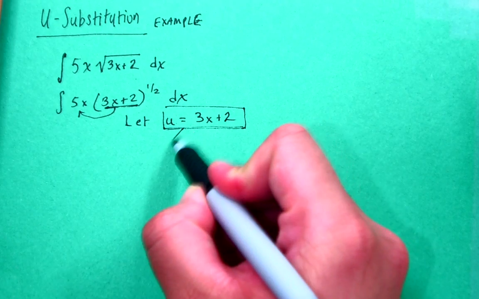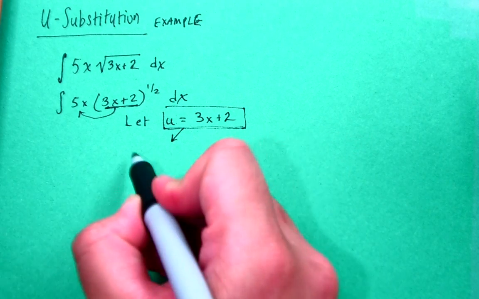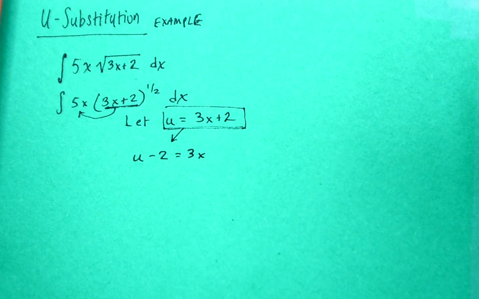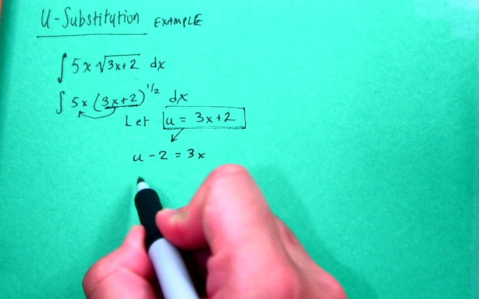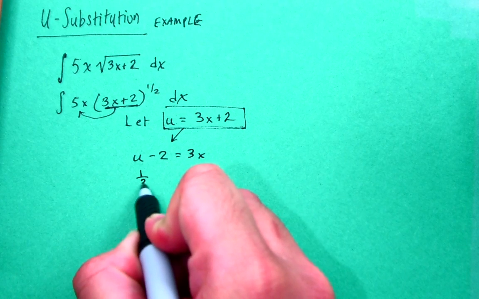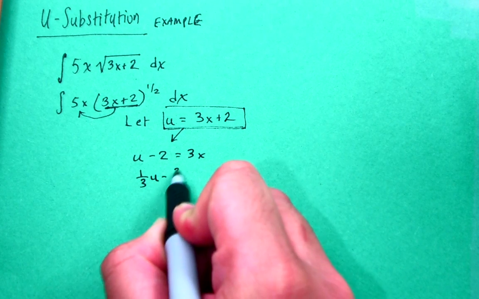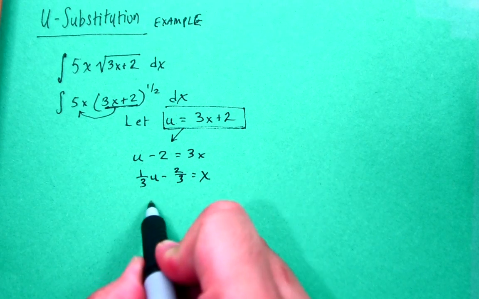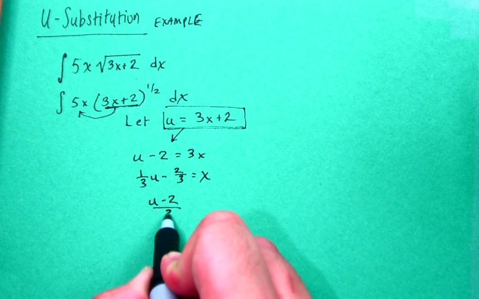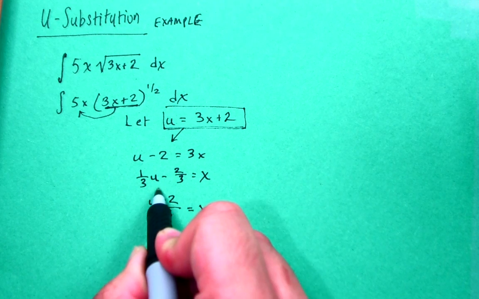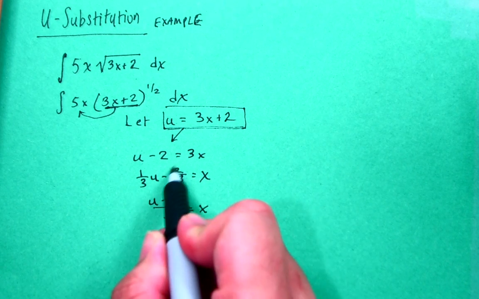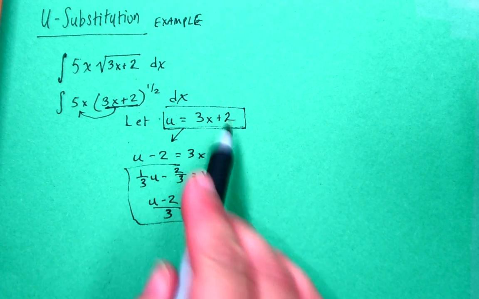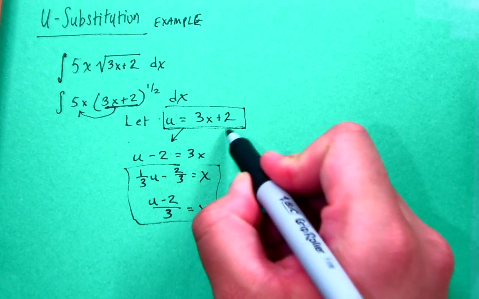So this implies, right, this is the same thing as saying that U minus 2 is equal to 3x, just solving for x essentially. Moreover, what that means is that 1/3 U minus 2/3 is equal to x. If you're not comfortable with that, then perhaps you might say (U minus 2)/3 is equal to x. These things are equivalent. So what that means is I have a way to interchange U for x and likewise x for U. So that's one consequence of this assumption.